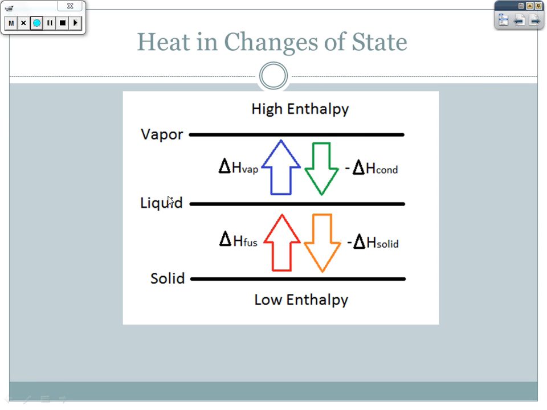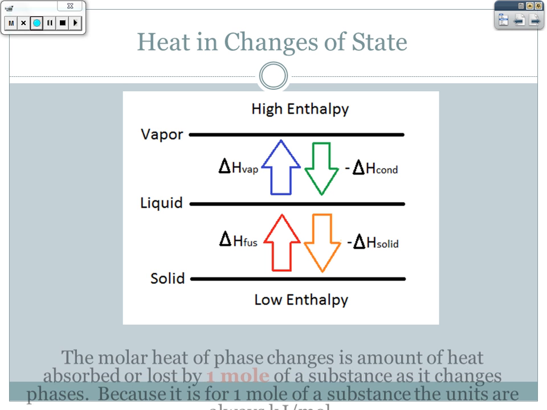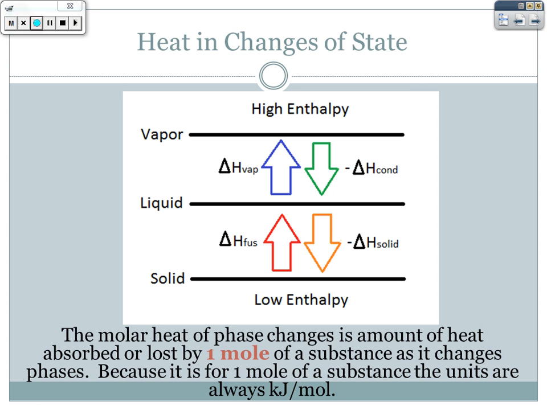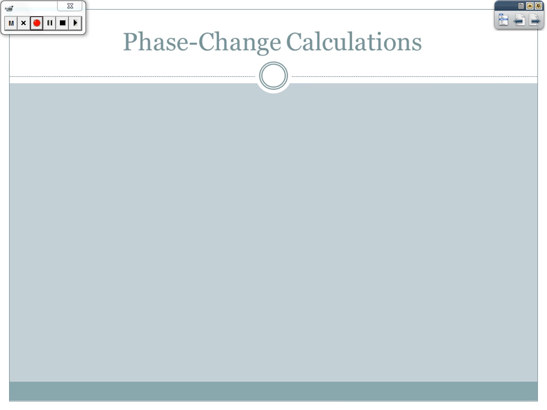Whereas vaporization to liquid, or condensation, is a negative delta H, and solidification, liquid to solid, is a negative delta H, because you're losing energy because it's solidifying. So that should all kind of make sense. The molar heat of phase changes is the amount of heat absorbed or lost by 1 mole of a substance as it changes phases. Because it is for 1 mole of a substance, the units are always kilojoules per mole.